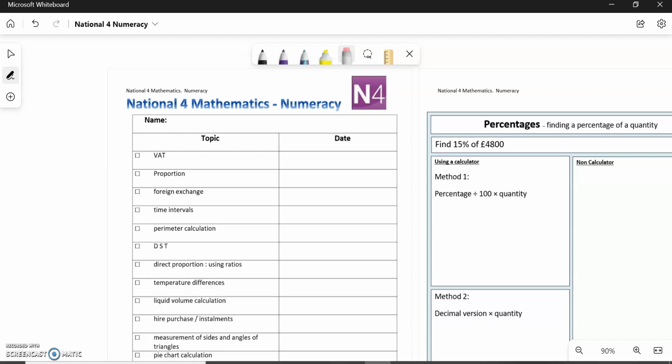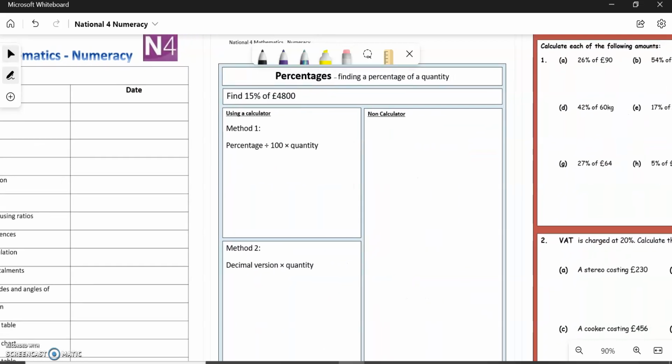Hi everyone, we're going to have a look at the numeracy qualification as part of the National 4 Mathematics course. That qualification starts with VAT, which is a section of numeracy, which is a section of percentages. Everything that I do in this booklet, I'd ask you to please copy down, and if there are any gaps, I'll ask you to fill them in over time.